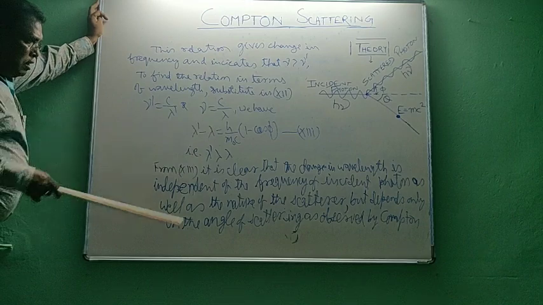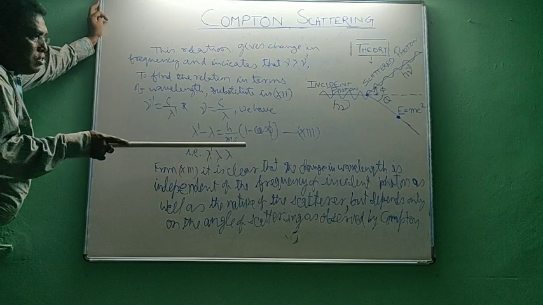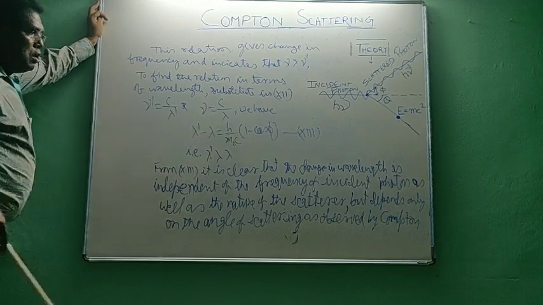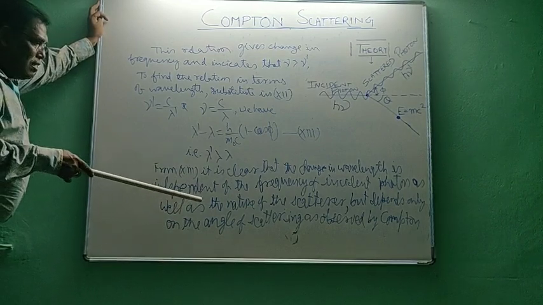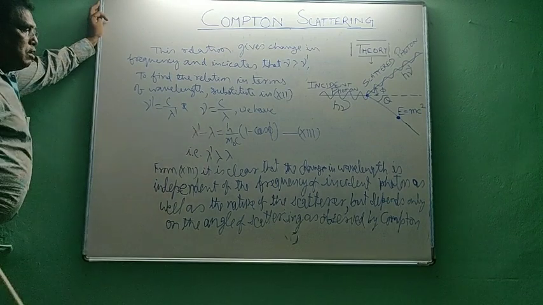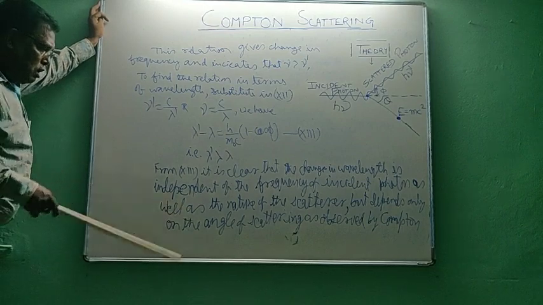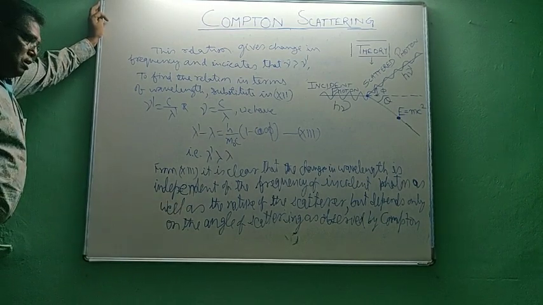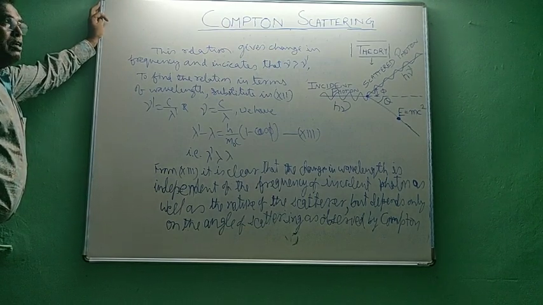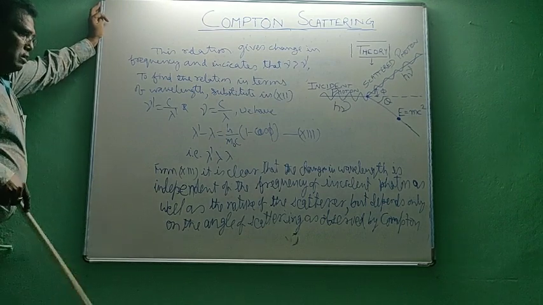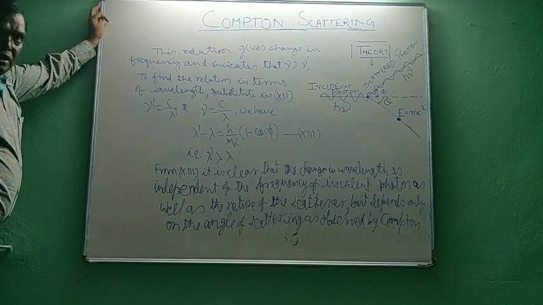From equation 13, it is clear that the change in wavelength is independent of the frequency of the incident photon. There are no terms of the frequency of the incident photon, as well as the nature of the scatterer. There is no indication of what type of scatterer it is. It depends only on the angle of scattering, as observed by Compton. Compton observed that the change in wavelength depends only on the angle of scattering.